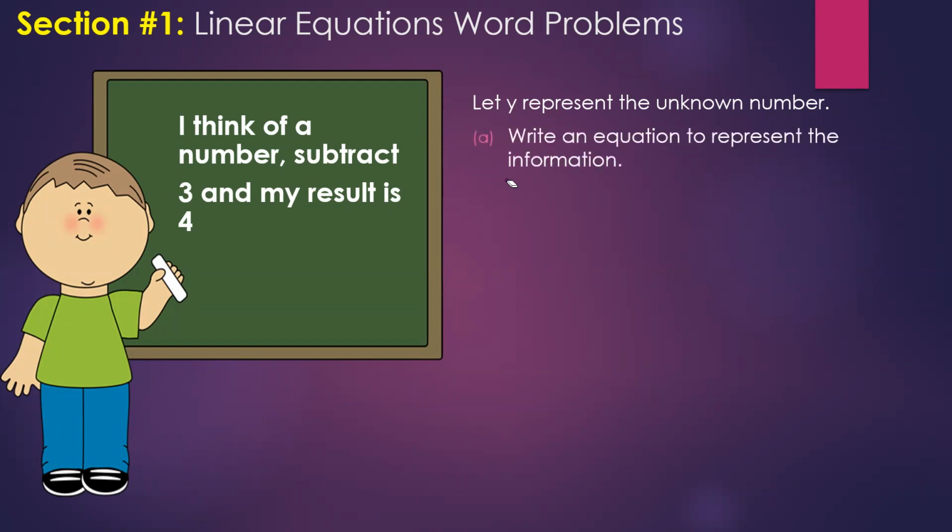Natalia, can you read the instructions, please? Write an equation to represent the information. Very good. And Chai, can you read this for me, please? I think of a number, subtract 3, and my result is 4. Read this part too. Let y represent the unknown number. Write an equation to represent the information. Very good.